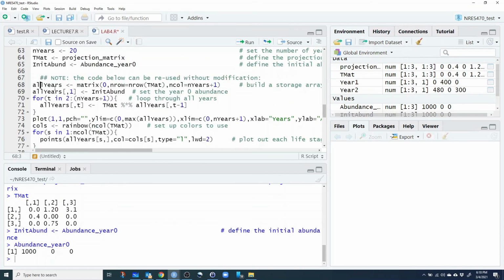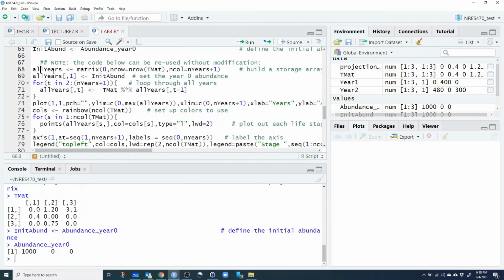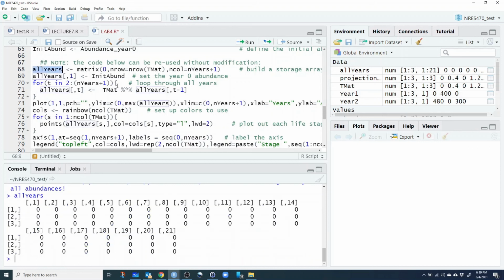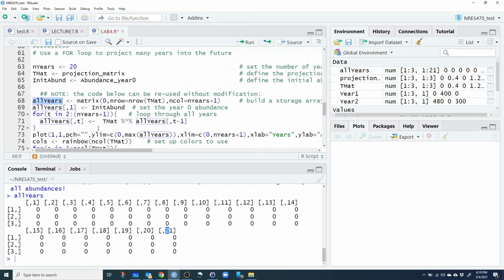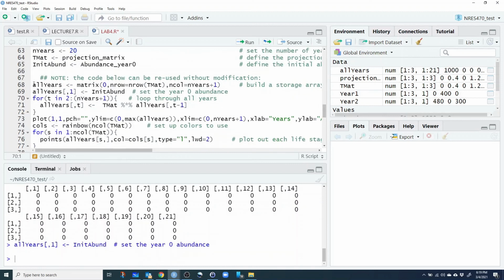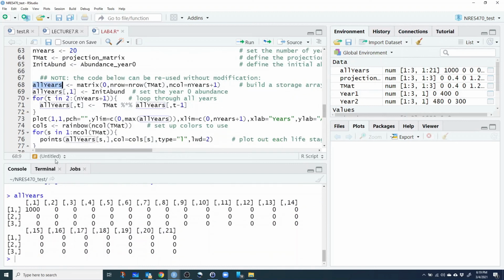So we can just go through this quickly. What we're going to first do is make a storage array that's going to store the abundance of each stage in every year. So we're going to have year 0, year 1, year 2, year 3, all the way to year 20. So we're running a 20-year simulation. We're going to fill in the first column with the initial abundance. So we know the initial abundance. We have 1,000 stage 1, 0 stage 2, 0 stage 3.